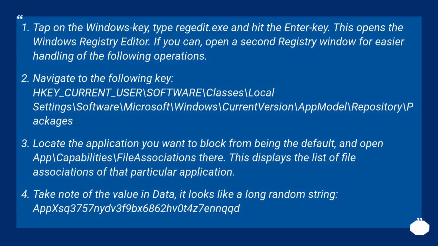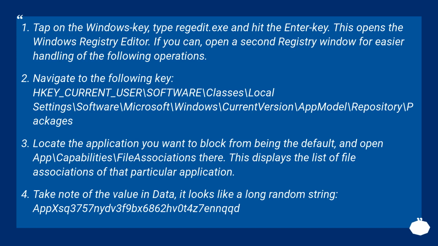If you can, open a second registry window for easier handling of the following operations. Navigate to the following key: HKEY_CURRENT_USER\Software\Classes\Local Settings\Software\Microsoft\Windows\CurrentVersion\AppModel\Repository\Packages. Locate the application you want to block from being the default, and open App\Capabilities\FileAssociations there. This displays the list of file associations of that particular application. Take note of the value in data.